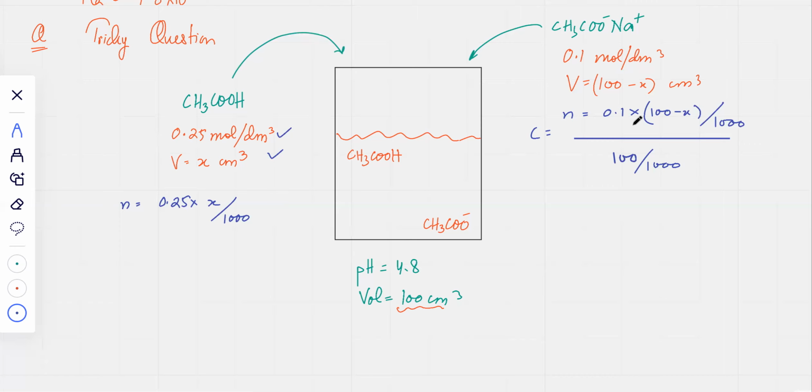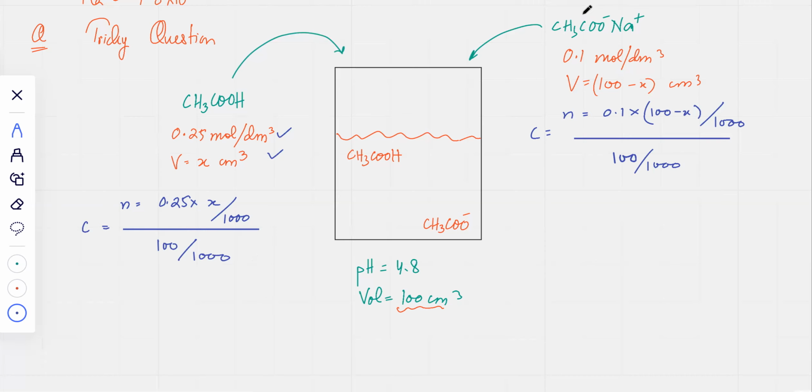Okay, concentration is moles per unit volume. So these moles are now present in this entire volume, which is 100 cm cube. Same goes over here. I'm going to try and find concentration. Concentration would be moles divided by volume. It's going to be 100 divided by 1000, right? So I found the concentration of ethanoic acid. I've found the concentration of sodium ethanoate.